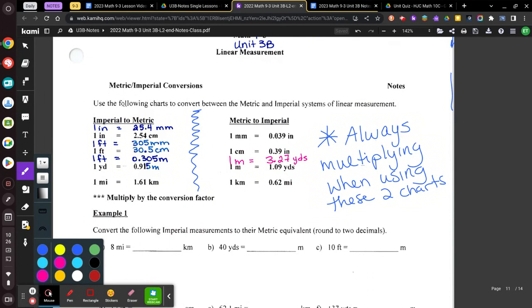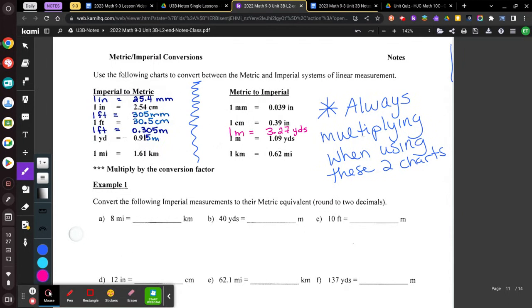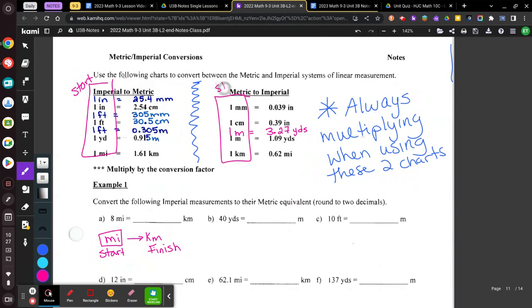Okay, now we're going to use those two charts, and we're going to use them by multiplying. Our first question wants to go miles to kilometers, and the order is important. So I'm going mile to kilometer, so I have to start here. This is where we start, and this is where we finish. So that means the guy on the left is where we start.